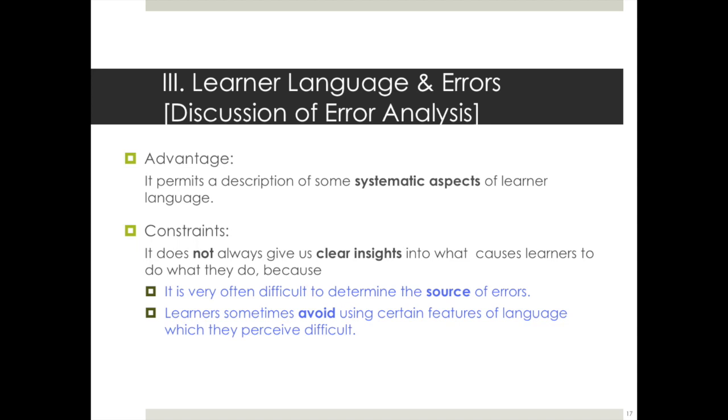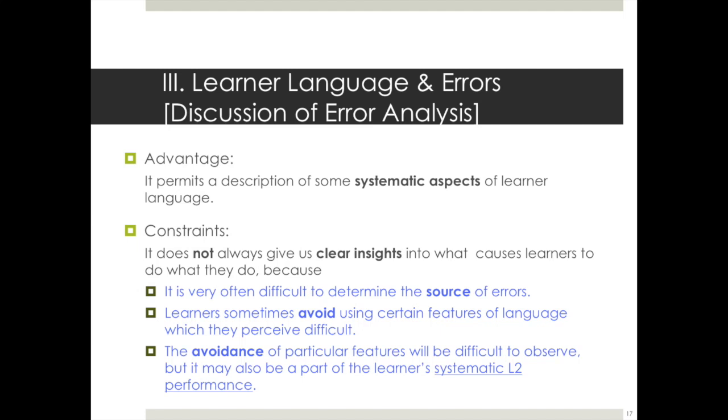Secondly, learners sometimes avoid using certain features of language, meaning that when they know they are going to use a syntactic structure which is convoluted or difficult, they either simplify it or use a strategy of avoidance altogether. They do not use it just because they know they might make a mistake. So they rely on these avoidance strategies. So sometimes errors are not always indicative of the whole picture. The avoidance of a particular feature will be difficult to observe, but it may also be part of the learner's systematic L2 performance, because it becomes something which is a strategy that learners use.